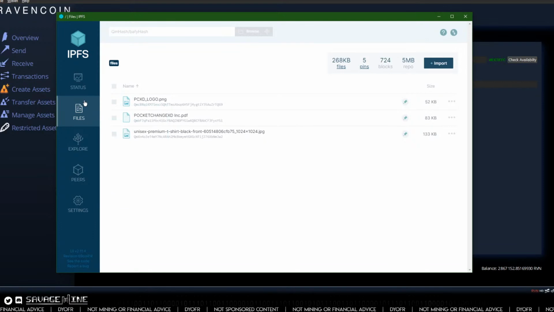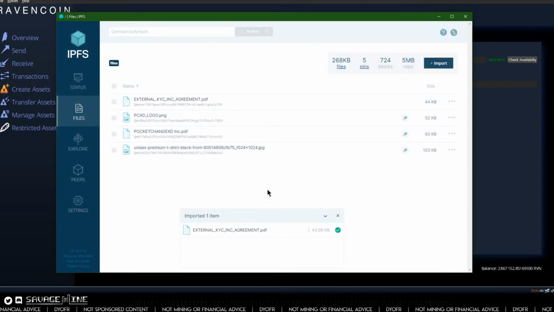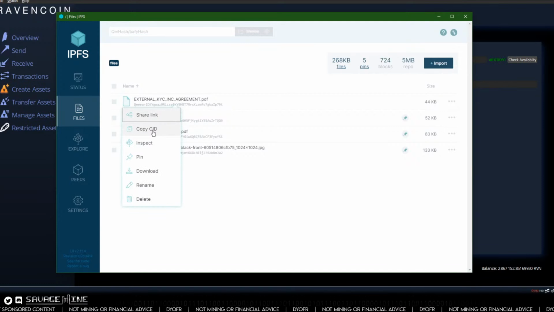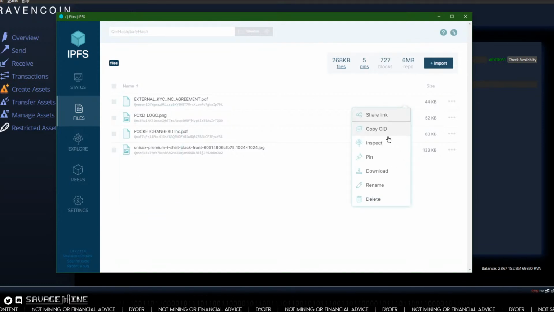So first, the first thing we have to do is get the file up into IPFS on the peer-to-peer Interplanetary File System. Okay, so I'm going to click and drag the PDF, the external KYC agreement, over here to my IPFS client. So now you can see that it's here, and it does have a QM hash here. So what we'll do is we will right click on that, copy the CID, and we'll go ahead and pin it.